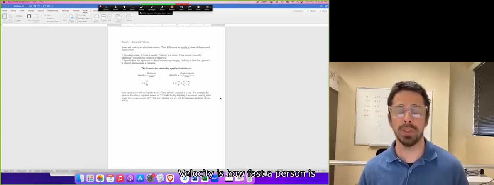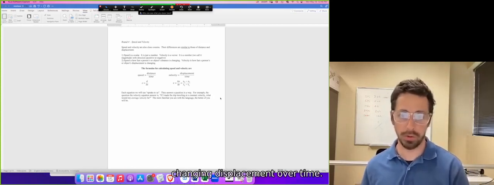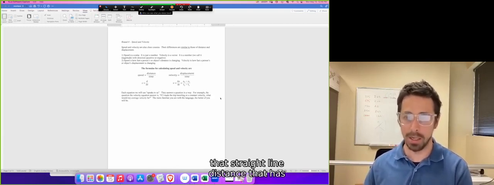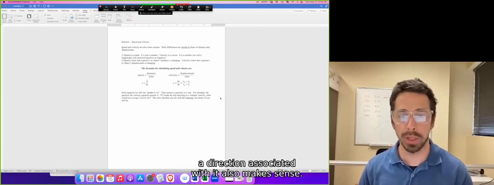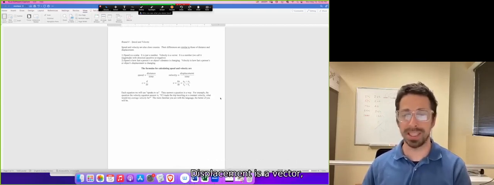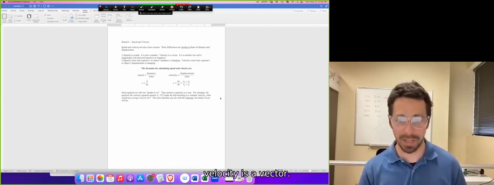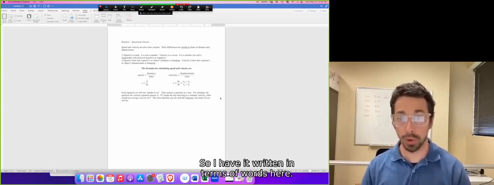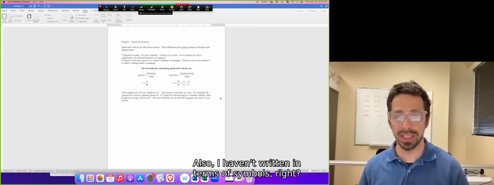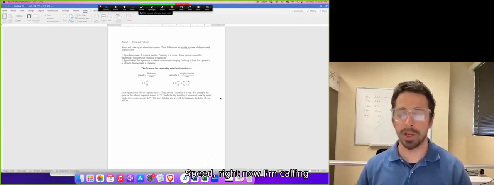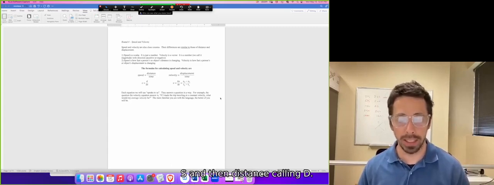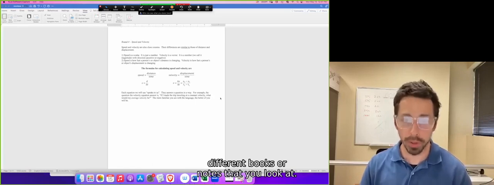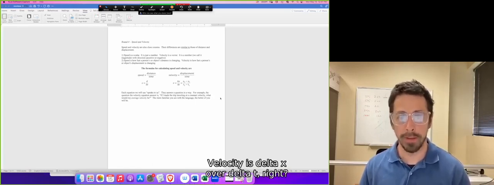Velocity is how fast a person is changing displacement over time. So it's the rate of change of displacement, that straight line distance that has a direction associated with it. Also makes sense. Displacement is a vector, velocity is a vector. So those two things kind of match up. So I have it written in terms of words here. Also have it written in terms of symbols, right? Speed, right now I'm calling S, and then distance calling D. You may see that different in different books or notes that you look at, right?